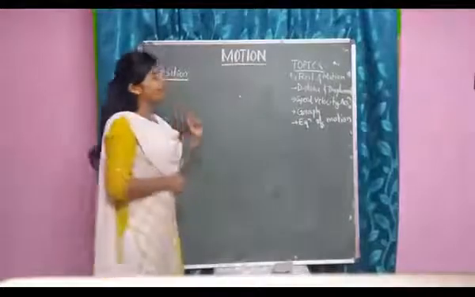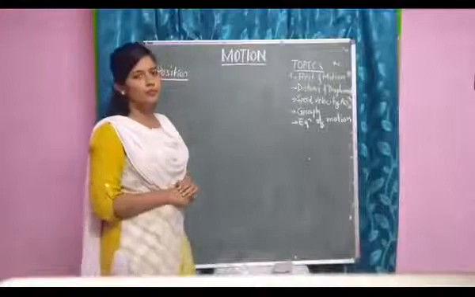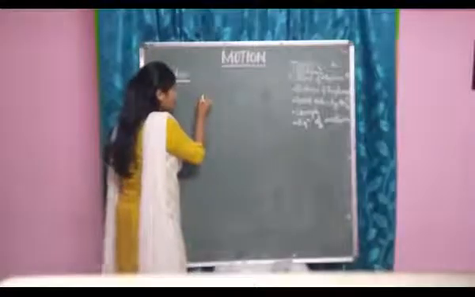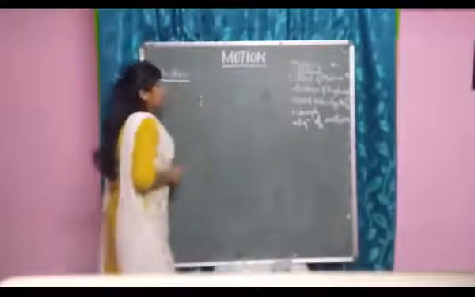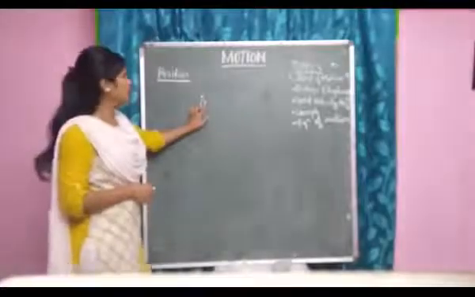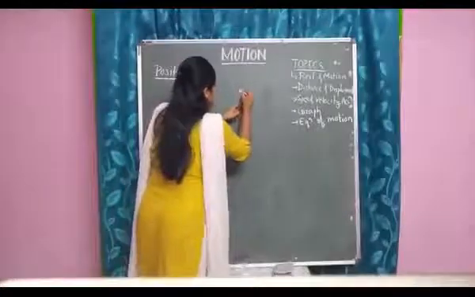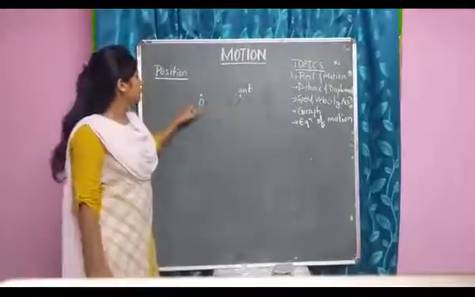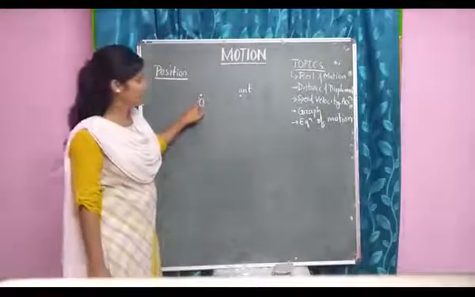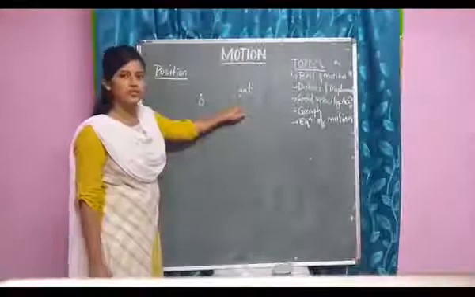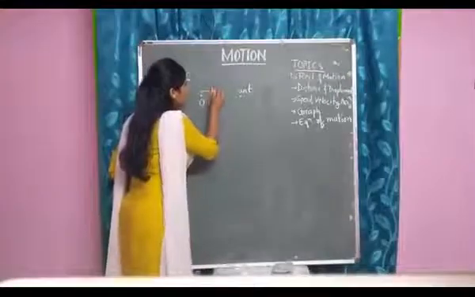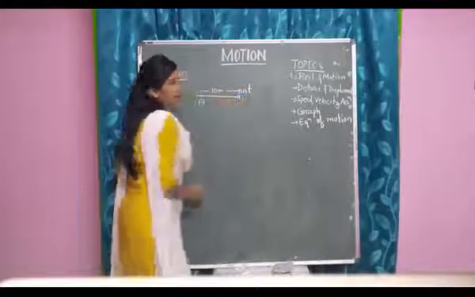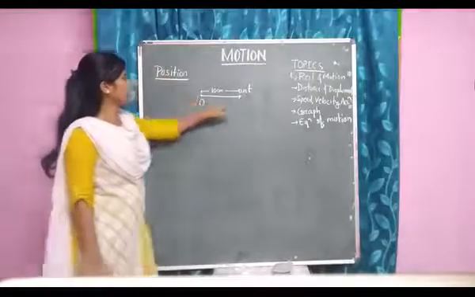So for a different frame of reference, the position will be different. First let us take a reference point, suppose here, and let us name it point O. If I want to define the position of this ant, how will I define it? I will say that from point O, which is my reference point, the ant is situated, suppose, 10 centimeter towards this direction.